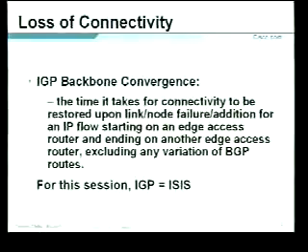So IGP backbone convergence, I define it as the time it takes for connectivity to be restored upon a link or node failure for an IP flow that starts on an edge access router and that ends on another edge access router, excluding any variation of BGP routes. So you have BGP routes, but you don't analyze the flapping of those routes because it's something exterior to your backbone. You care about the convergence of the backbone.